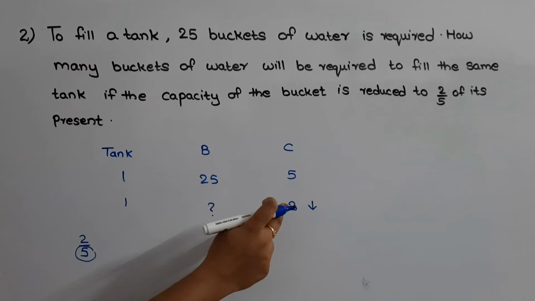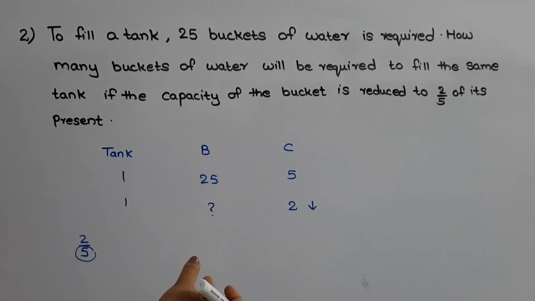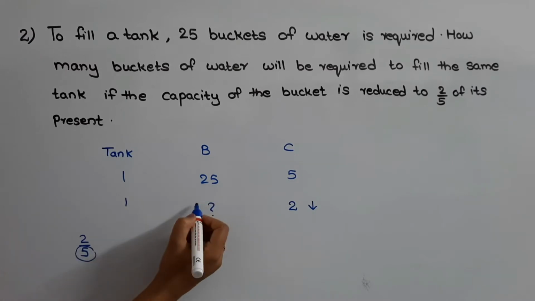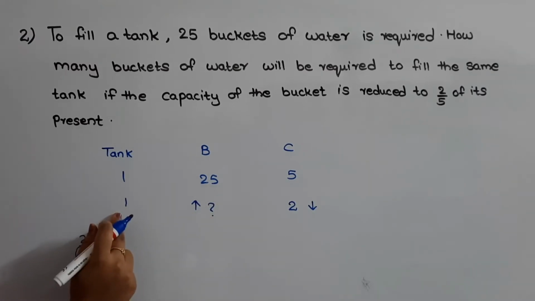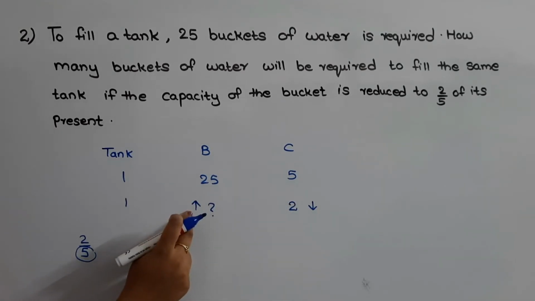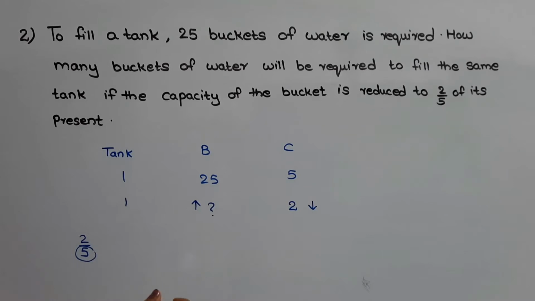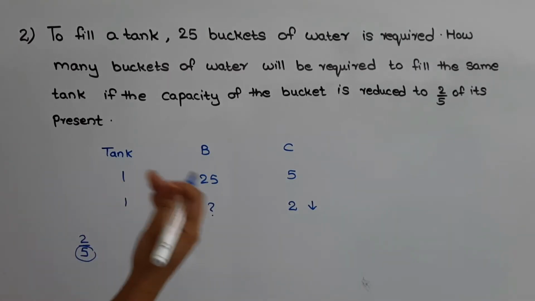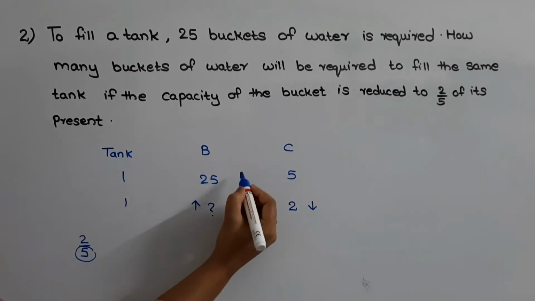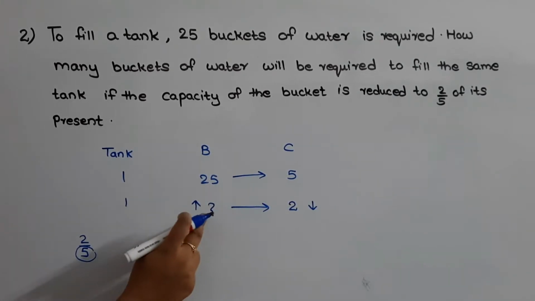When the capacity of the bucket is reduced, or when the size of the bucket has been reduced, more number of buckets is required to fill the same tank, right? So whenever this quantity has decreased, this quantity has to be increased, which means these both quantities are inversely proportional to each other. I told whenever inverse proportionality comes, we need to do direct multiplication to get the value.